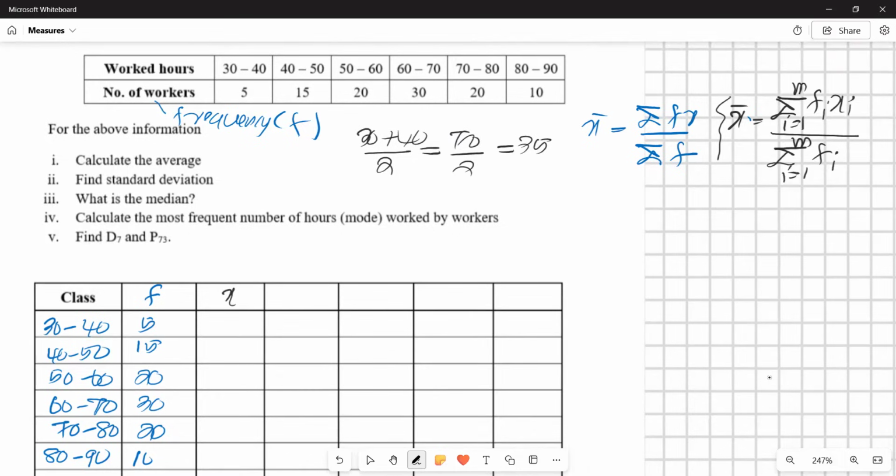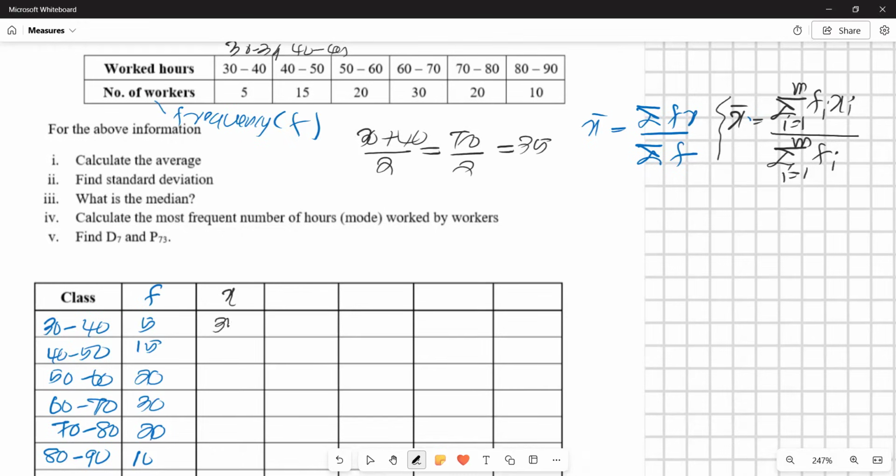But in papers, it can be provided like this also: 30, 39. If it is 40, 49 like that, we have to convert to class boundaries. But these are class boundaries, because the two are the same for the x values.